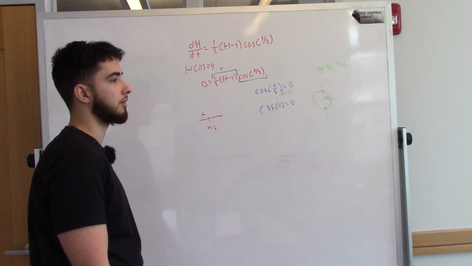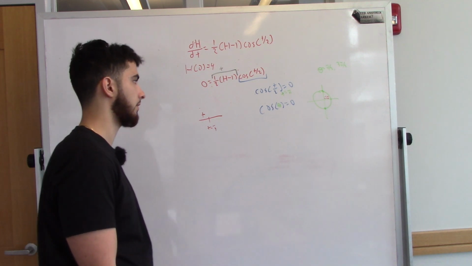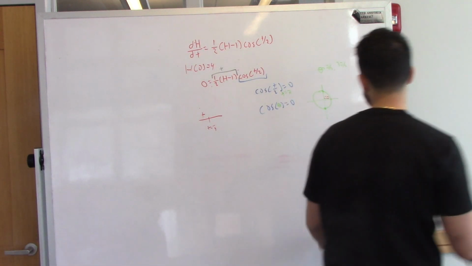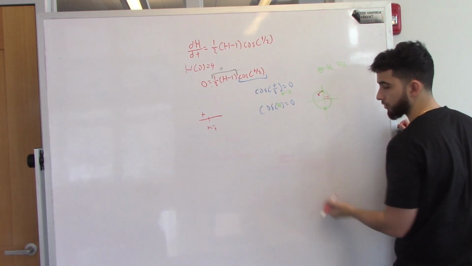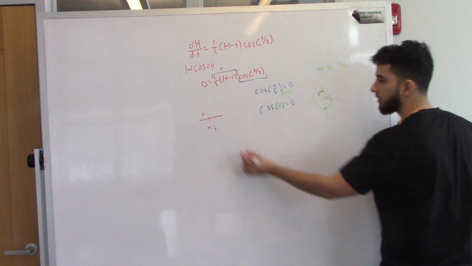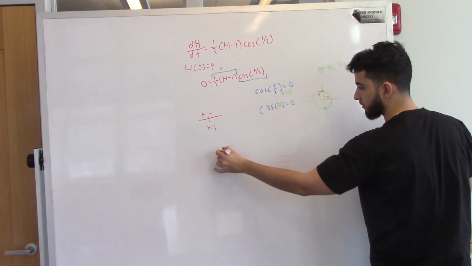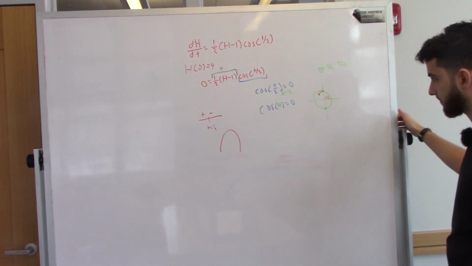If we plug in something larger than pi but less than 5, well, what that means is that we're going to tip over from this green dot into quadrant 2. And cosine is negative in quadrant 2, so this will be negative, which means our function goes down. So this will be a maximum.